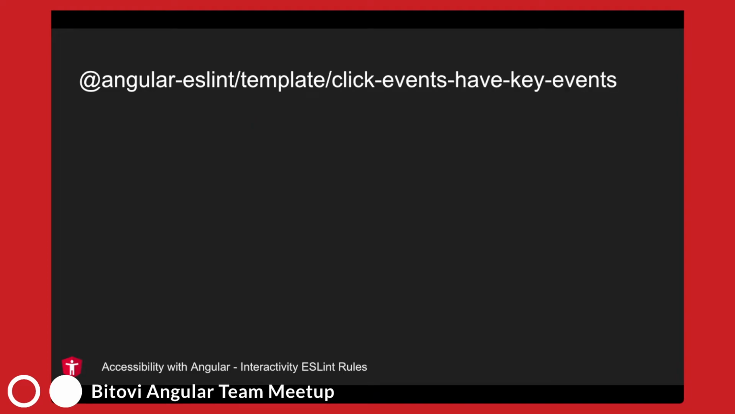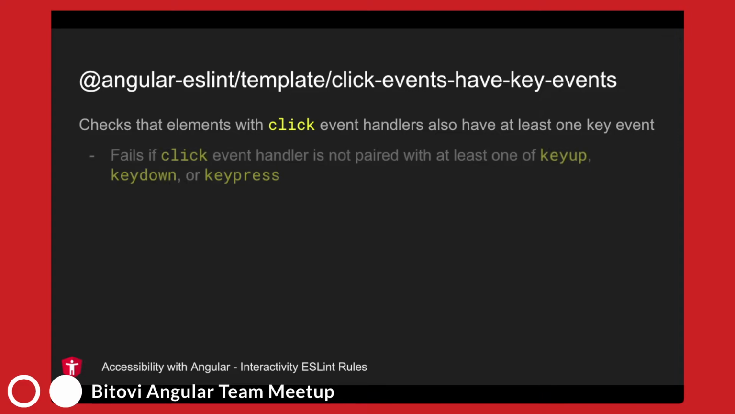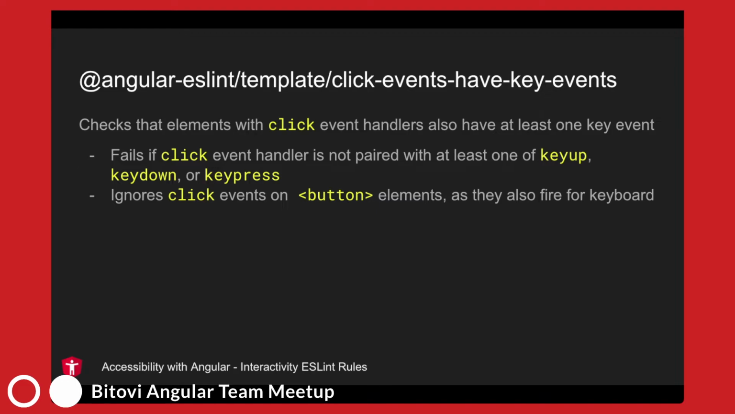All right, so we're on to our last category of rules, and these are interactivity rules. First one is click-events-have-key-events. And this basically makes sure that any element that has a click event handler also has at least one type of keyboard event handler. So this will fail if you don't pair a click event, or any click event that's not paired with at least one of keyup, keydown, or keypress will not pass this, with the exception of button elements, in which case just having a click event is sufficient, since that click event will be fired when you press enter or space when a button has focus.